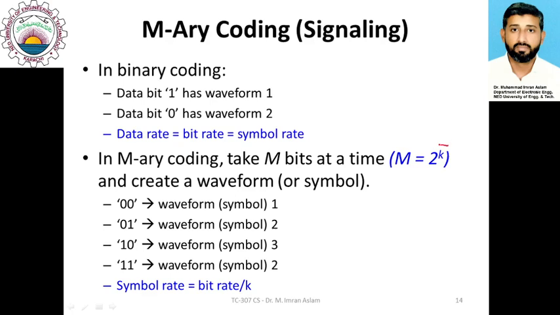The number of bits that we use and the number of symbols that we use are related with this expression: M is equal to 2 raised to power k. So you can see that here we are combining 2 bits, so k is equal to 2 and M is equal to 4 for this particular case. The symbol rate is reduced in this case, because when we transmit 2 bits, actually we transmit only one symbol. So symbol rate is defined as bit rate divided by k.